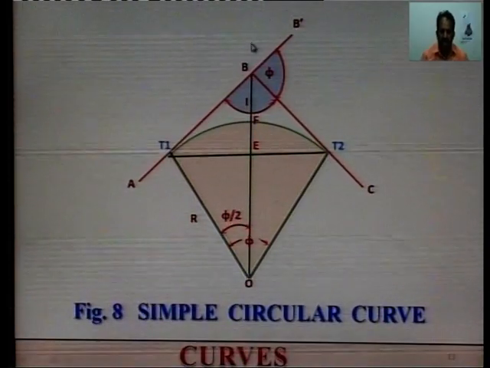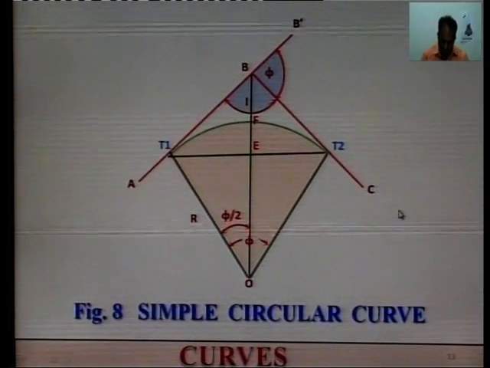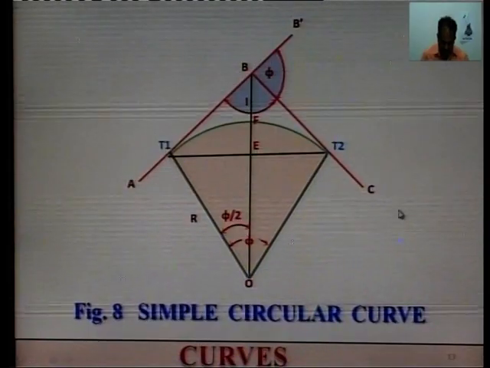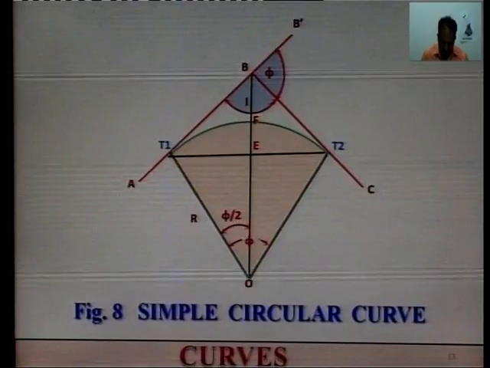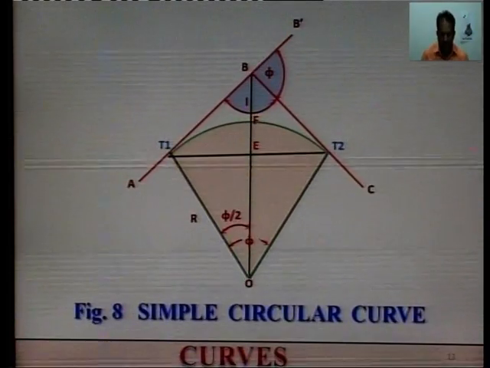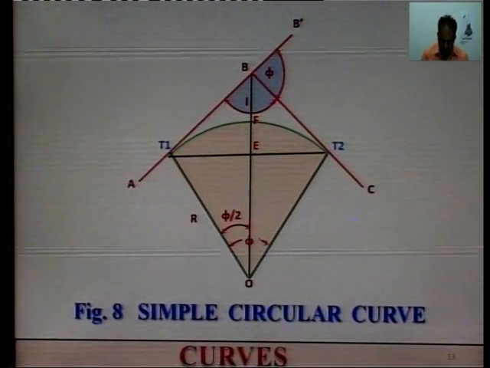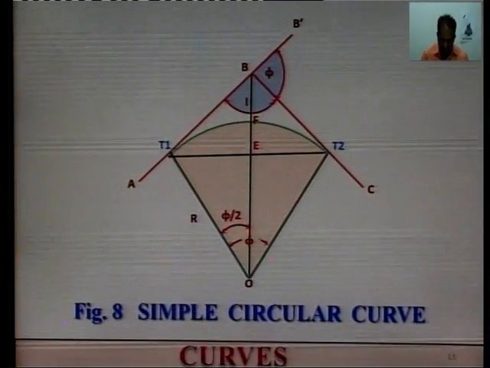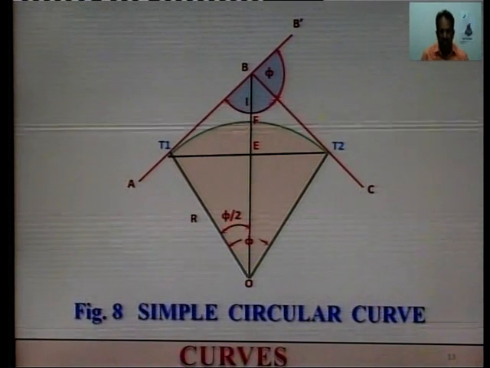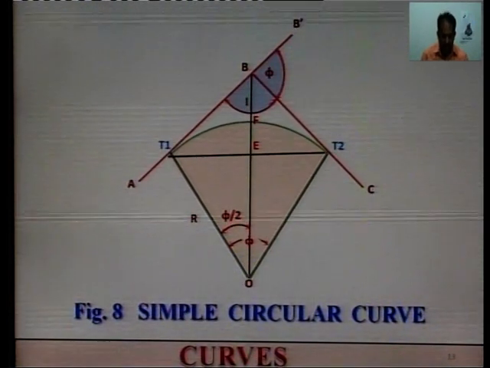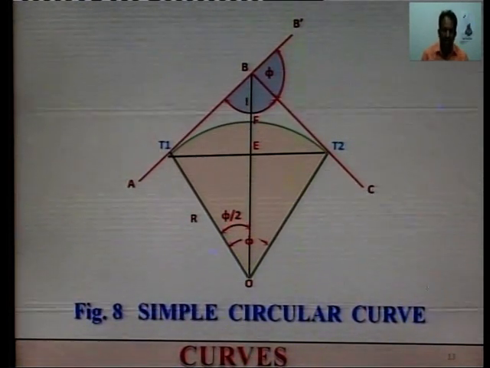AB and BC are called straights or tangents to the curve, and they are connected by the curve. These two straight lines AB and BC, which are connected by the curve, are generally known as tangents or straights to the curve.